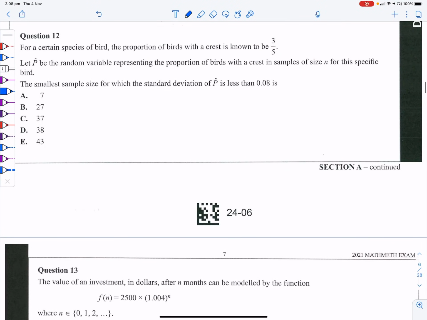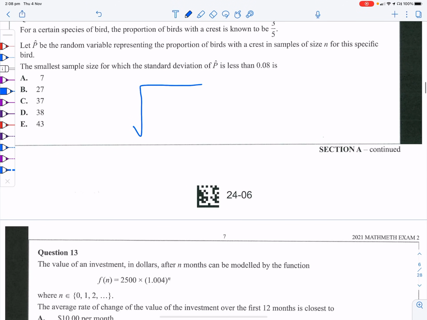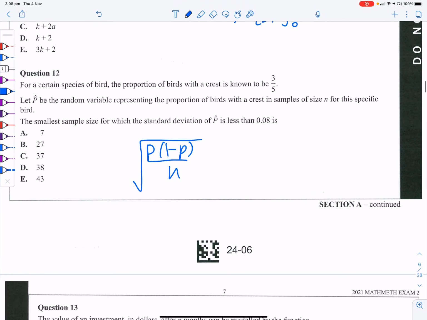For a certain species of bird, the proportion of birds with a crest is known to be 3/5. Let P be the random proportion of birds with crest in a sample of size n for this specific bird. Find the smallest sample size for which the standard deviation of P is less than 0.08. Okay, so the standard deviation is the square root of p(1 minus p) on n. That has to be less than 0.08.